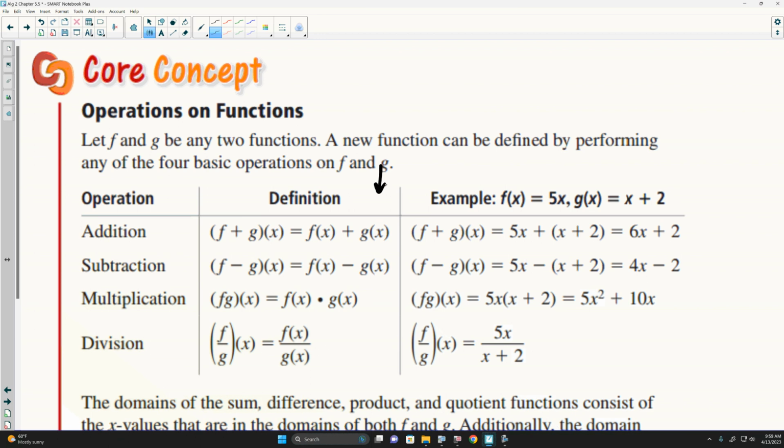So our first one is addition, f plus g of x. When we say this, it's the same as f of x plus g of x, adding the two functions together. Subtraction, f minus g of x, is the same as saying f of x minus g of x. F times g of x is the same as f of x times g of x. And lastly, f divided by g of x is the same as f of x divided by g of x. So this is a way to make the notation a little bit simpler.